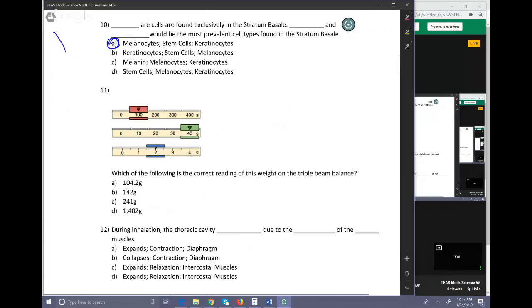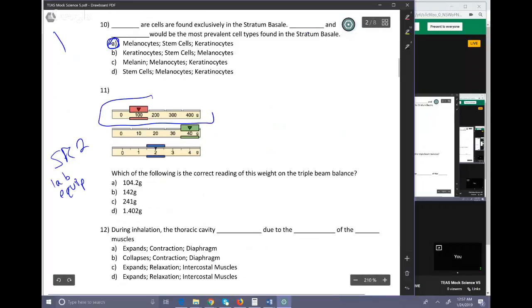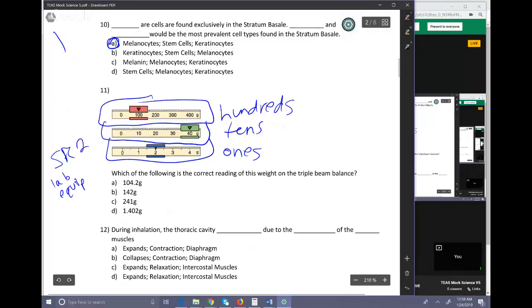11 comes from scientific reasoning to lab equipment. And this is reading a triple beam balance. It looks a lot harder than it is. These can be in the weirdest order. When you read a triple beam balance, there's three parts. There's something that's in the hundreds, and it could be at the bottom. It could be in the weirdest place. There's something in the hundreds, there's something in the tens, and there's something in the ones. And you're going to put them together exactly that way.